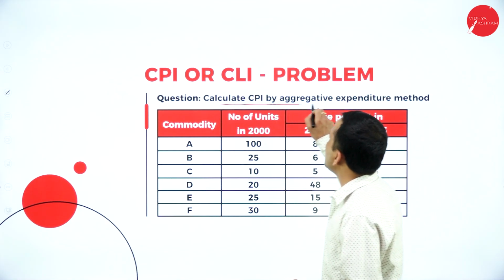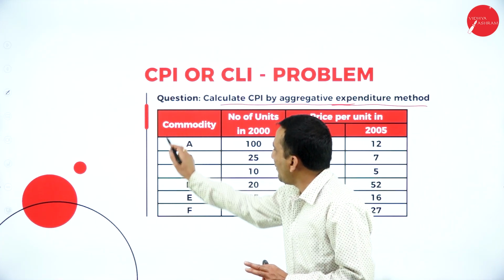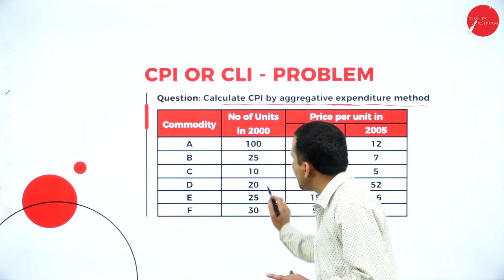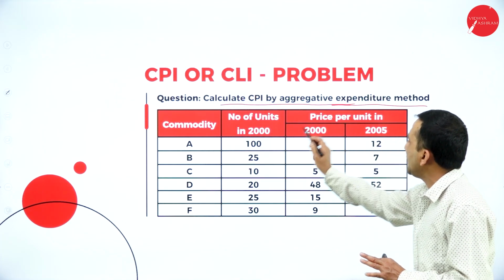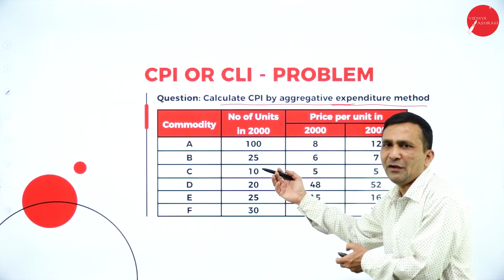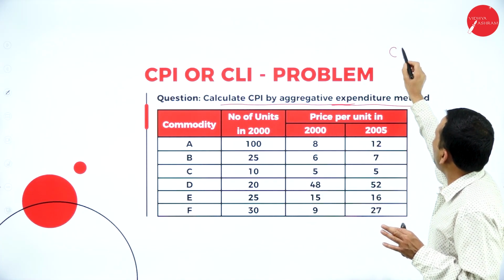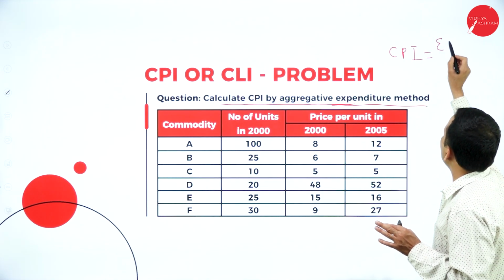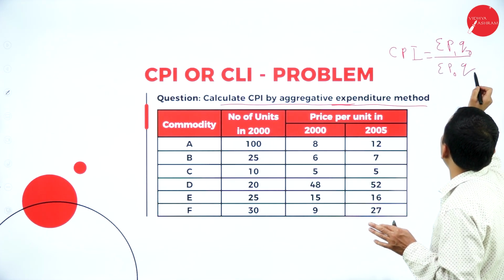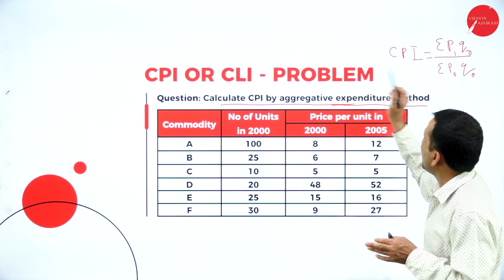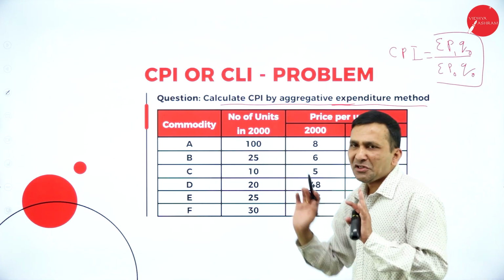The first one: calculate CPI for the aggregated expenditure method. In the aggregated method, the commodity is given, the number of units is given, and there are two major prices, base year and current year. This is your information. With the help of this information, we know the formula. It's very simple: CPI by Laplace is sigma P1 Q0 divided by sigma P0 Q0. We don't depend on the current year quantity, because of the formula; the information given is sufficient.